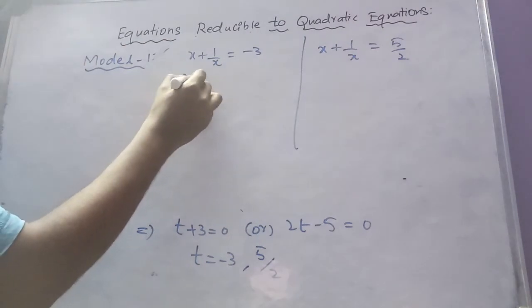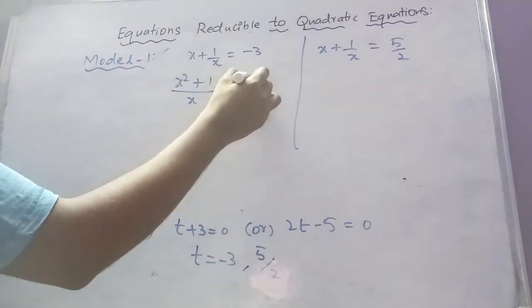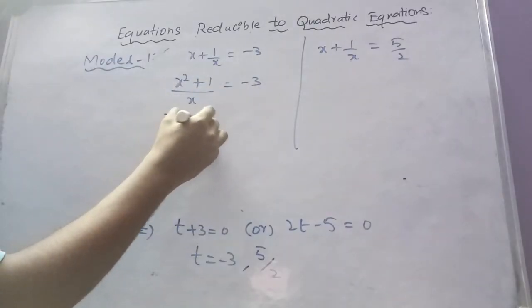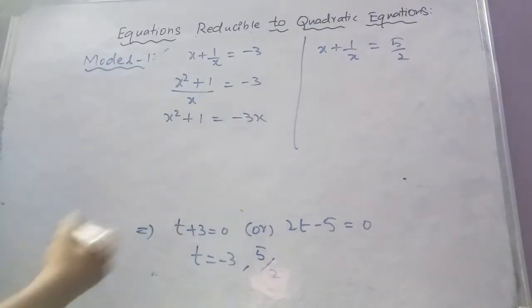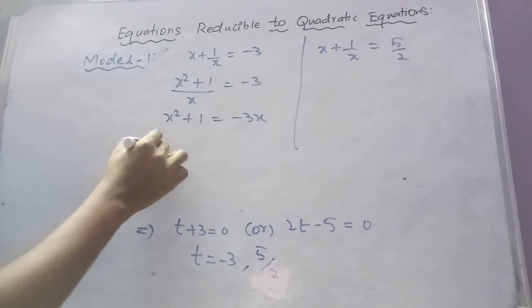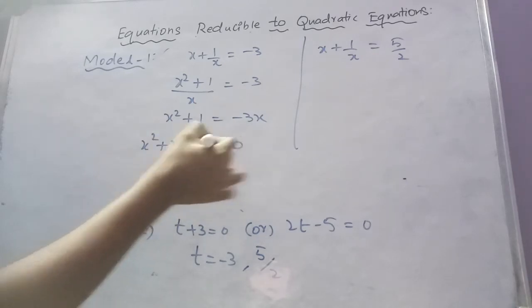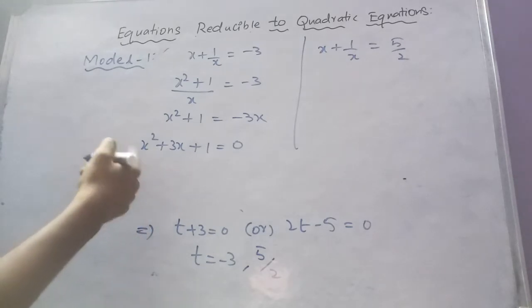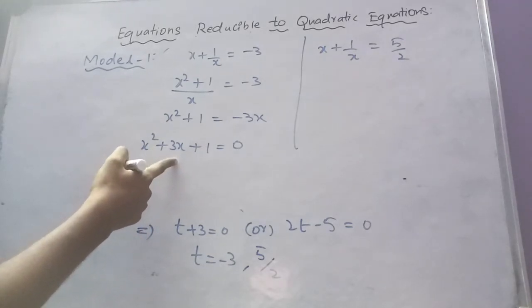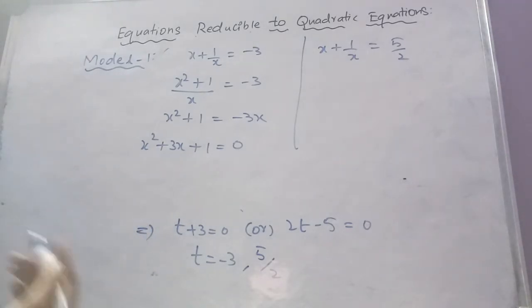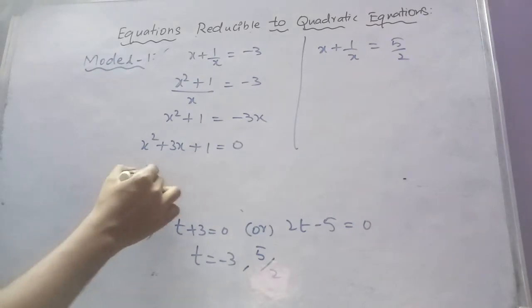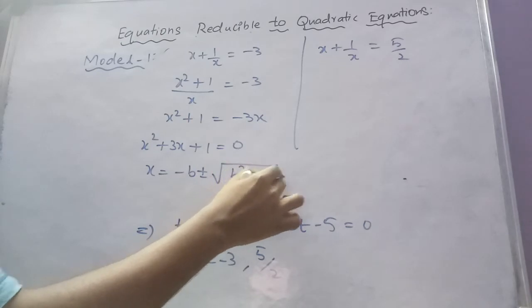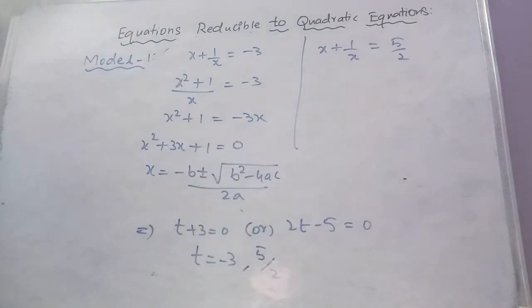So you will get here x square plus 1 whole by x equal to minus 3. I have got a common denominator. Then cross multiply. X square plus 1 is equal to minus 3x. Now take it to the left side. You will get x square plus 3x plus 1 equal to 0. So now this quadratic equation cannot be factorized. I mean, we cannot split the middle term, right? So in that case, I'll use the quadratic formula. X is equal to minus b plus or minus root over b square minus 4ac by 2a.